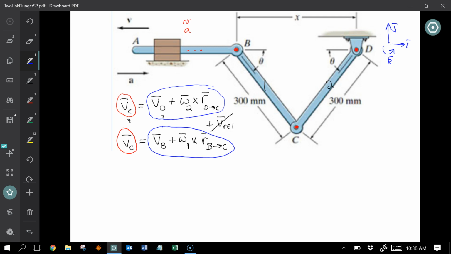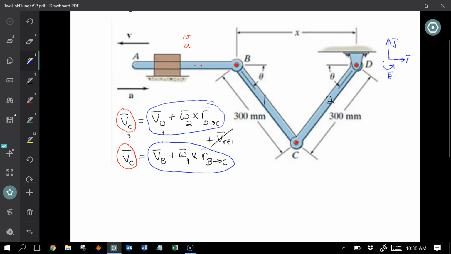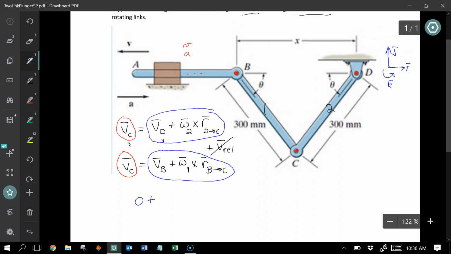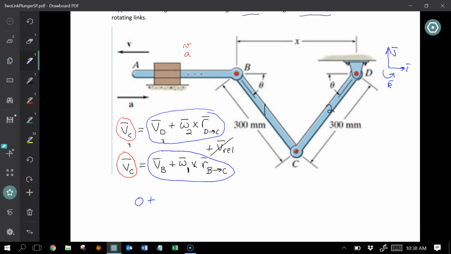Okay, let's plug numbers in for what I know. So the velocity of D, well, according to the table, this is permanent contact relative to the permanent contact with the ground. So velocity of D is the same as the velocity of the ground, which is 0. So the first blue equation, 0 equals zero plus omega 2. Okay, so omega 2, the angular velocity of body 2, is simple.